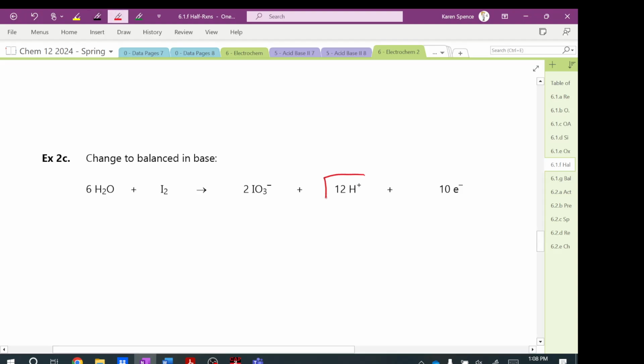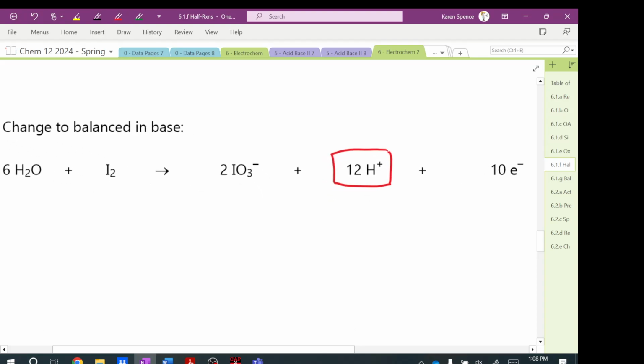So we are interested in our 12 hydrogens. How many hydroxide will we need to add to neutralize 12 hydrogens? 12. So I'm going to write underneath plus 12 OH minus.